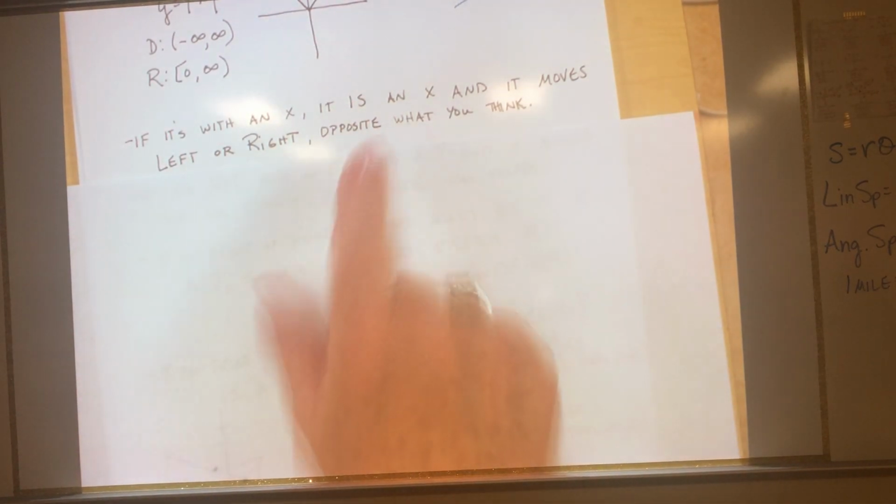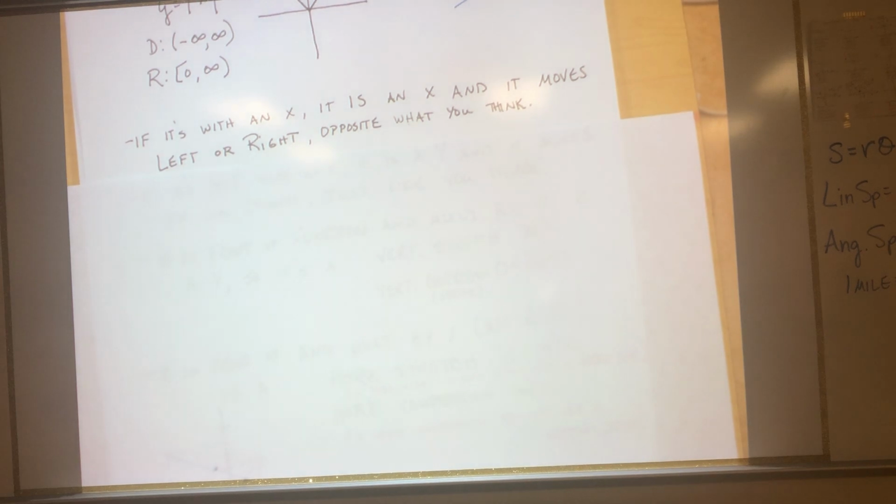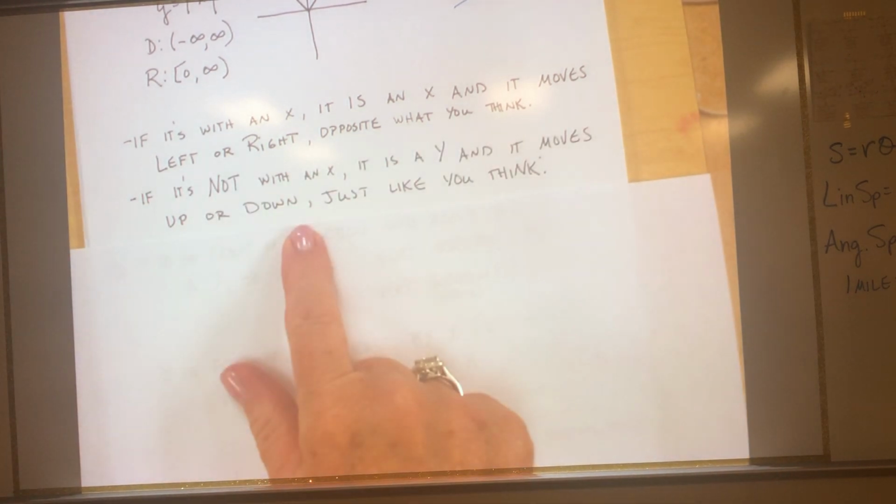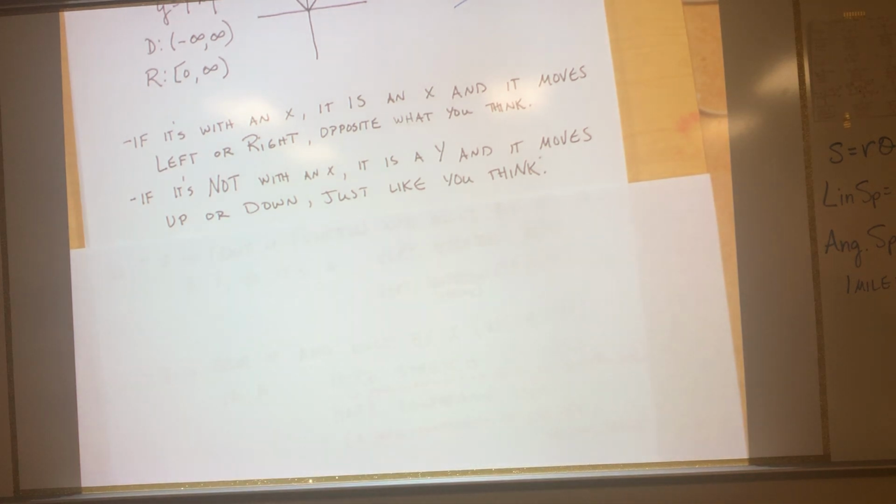All right, so x's are weird, but guess what, people? They're always weird, and everything that they do is weird. That's fixing to come back up. If it is not with an x, it is a y, and it moves up or down just like you think. That number may not exactly be with a y, because a lot of times when we graph stuff, we solve for y.